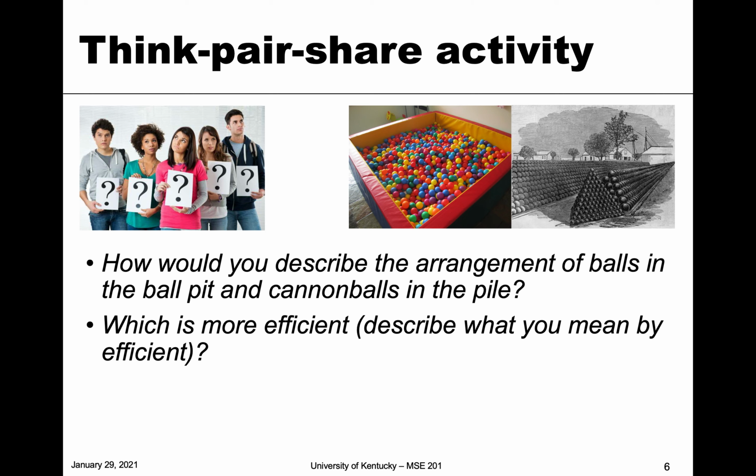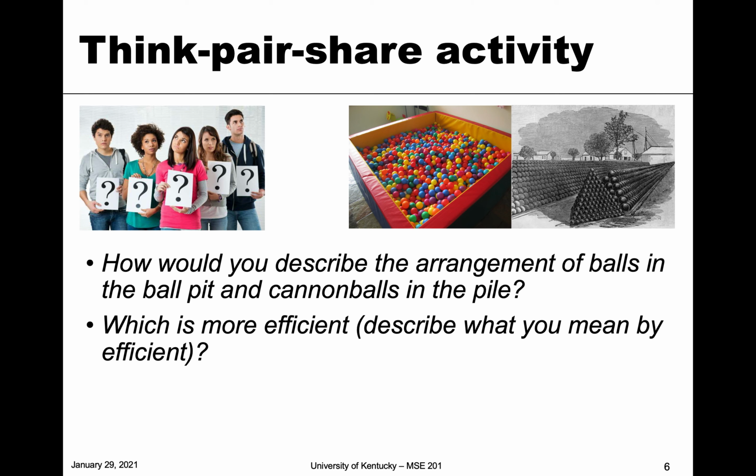All right, so let's go ahead and take a look at this. Hopefully you were able to describe these two scenarios, and based on your answers, I'm going to guess that when you looked at the ball pit, you thought of this as chaotic, or disordered, just random. These balls are just kind of everywhere. Whereas if you describe these cannonballs, they're very ordered, very uniform. So you've got chaotic versus very ordered and uniform.